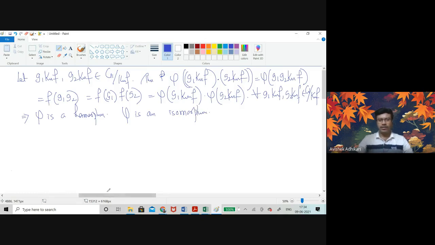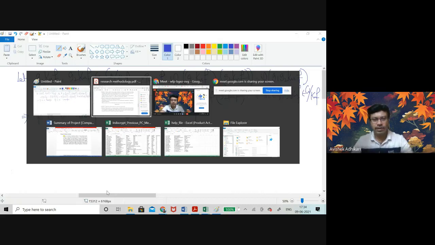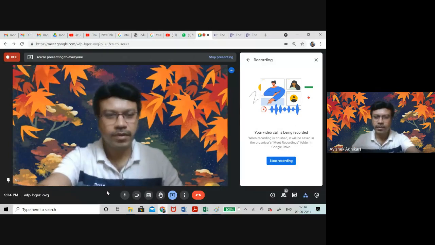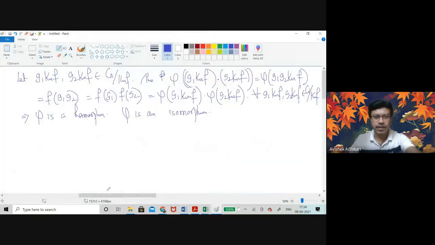Clear? Done? Is it okay? Any question? If you have, please let me know. Any question, anybody? Is it clear to all of you? Okay. So, if that is clear, let us now try to find some examples where we use this first isomorphism theorem.